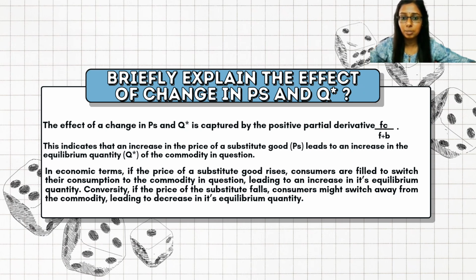In economic terms, if the price of a substitute good rises, consumers are likely to switch their consumption to the commodity in question, leading to an increase in its equilibrium quantity. Conversely, if the price of the substitute falls, consumers might switch away from the commodity, leading to a decrease in its equilibrium quantity. Thank you.